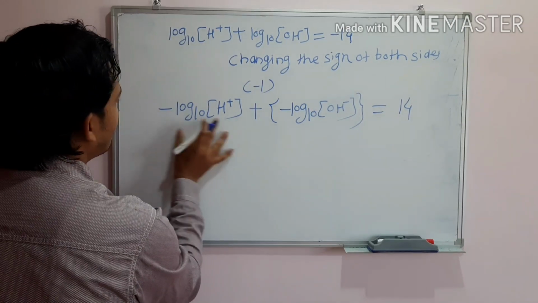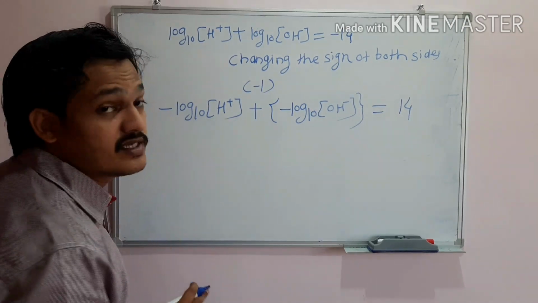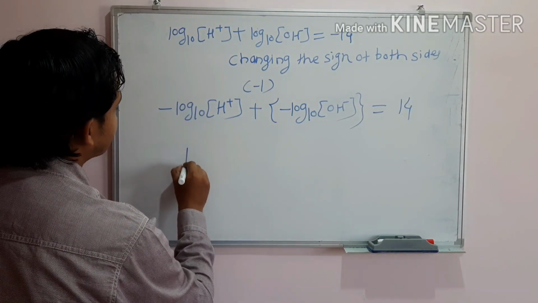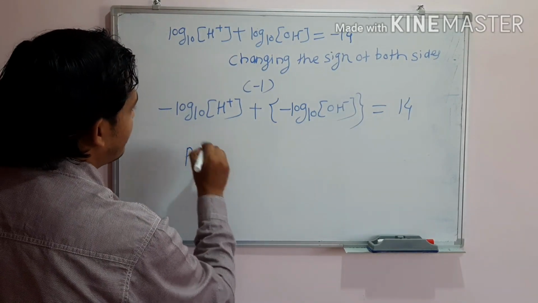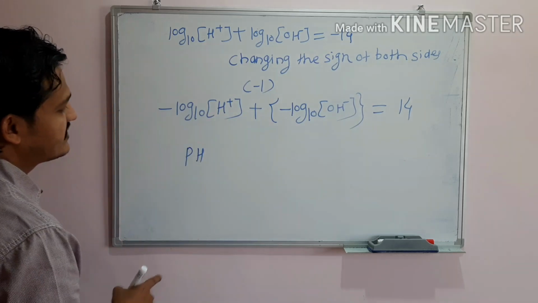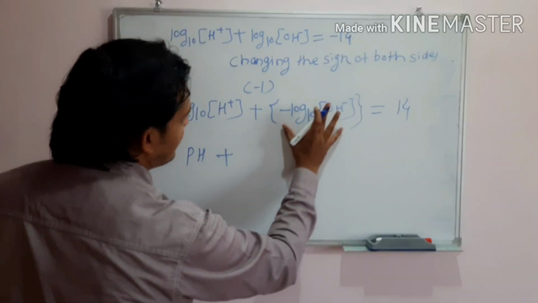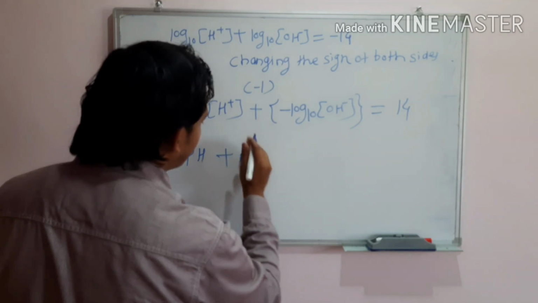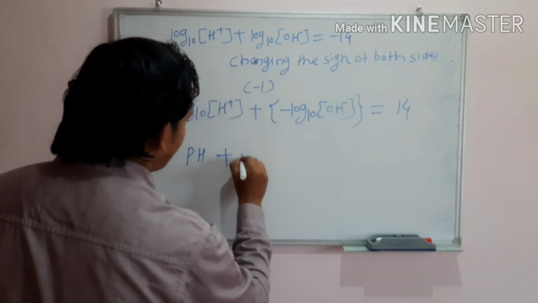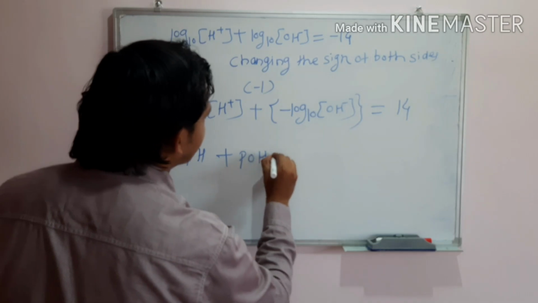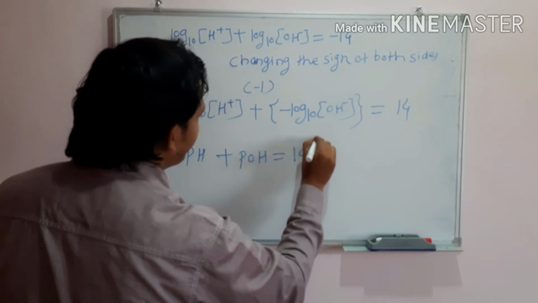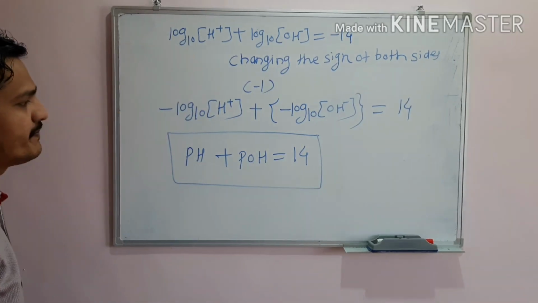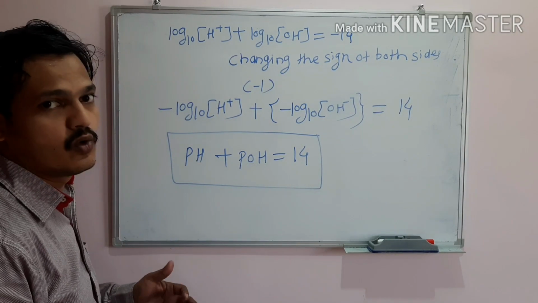Negative log to the base 10 H plus ion means pH, plus negative log to the base 10 OH minus ion means POH. I am writing here once again: pH plus POH is equal to 14. That is the relationship between pH and POH.